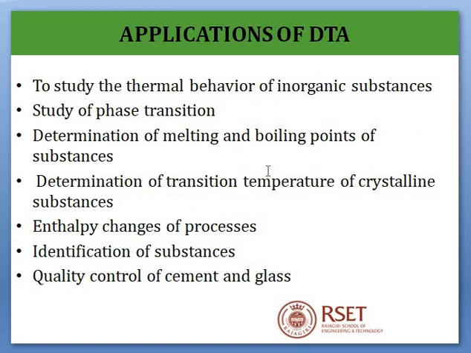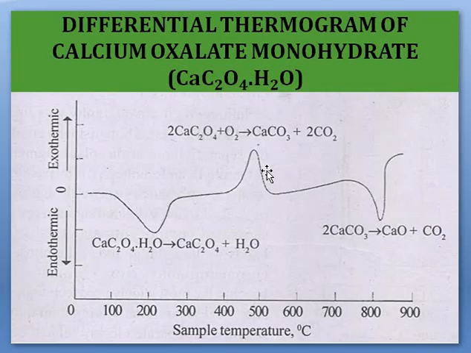The next is applications of DTA. The main applications of DTA are you can study the thermal behavior of inorganic substances such as clay, cement, etc. Next, you can study the phase transitions of a compound. For example, you can take sulfur. Sulfur can exist in different crystalline structures, that is monoclinic, rhombic, etc. You can study the phase transition from rhombic to monoclinic using this DTA. Next, you can study the melting and boiling point of a substance. Transition temperature can be monitored. Then quality control of cement, glass, etc. can be studied using DTA.